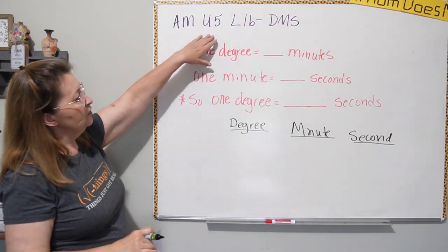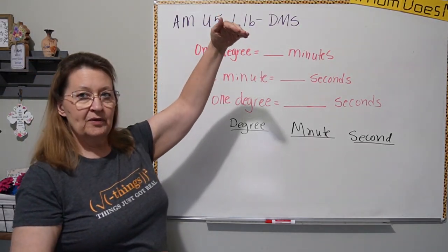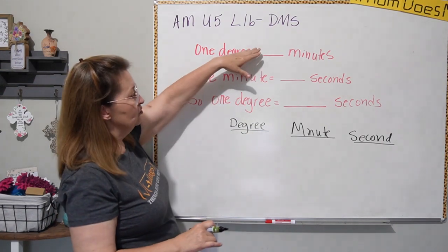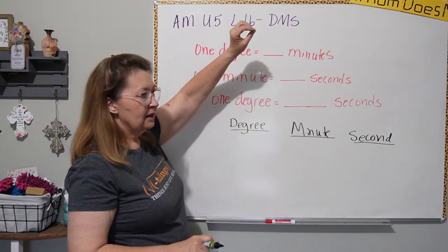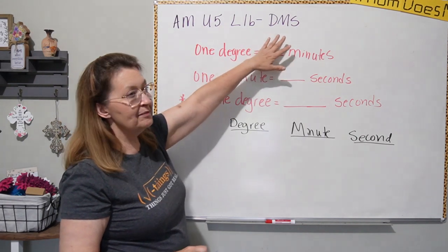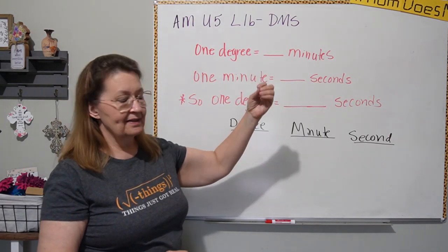Okay, this is AMU5L1b, so it's the second half of lesson 1, and we're going to talk about another form of writing the angles, and that's the DMS, or degrees, minutes, seconds.